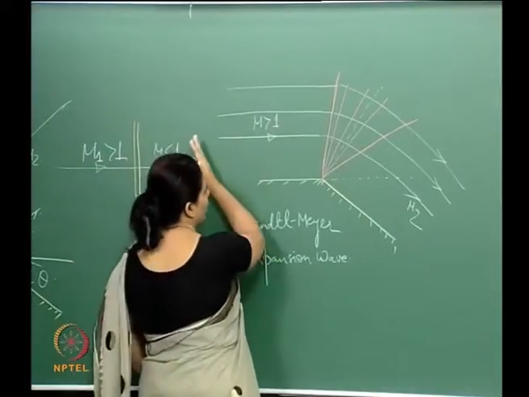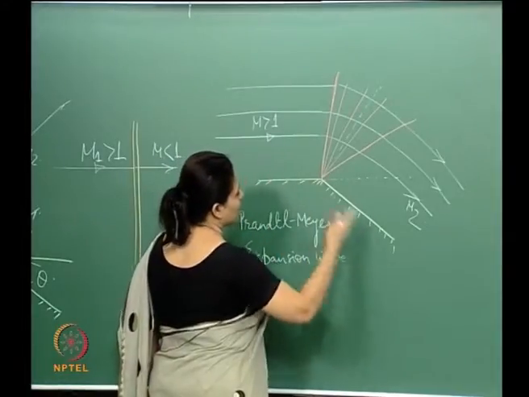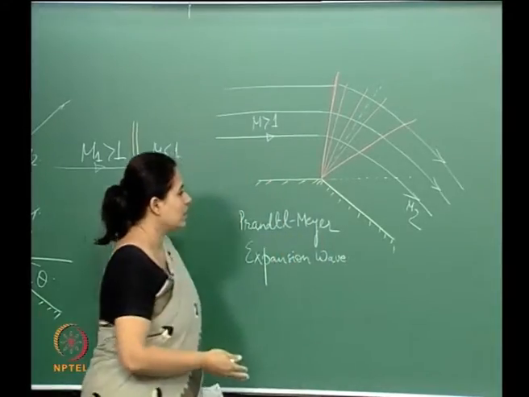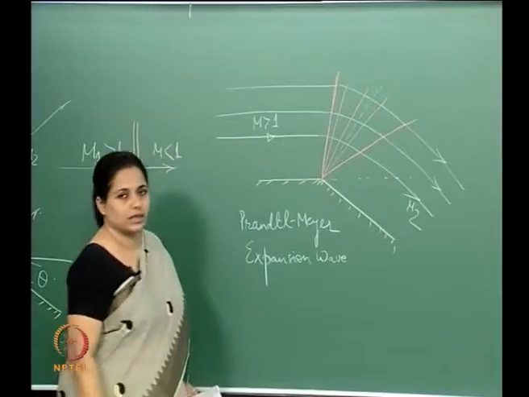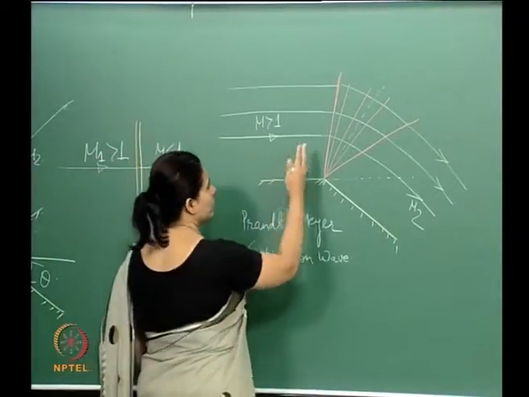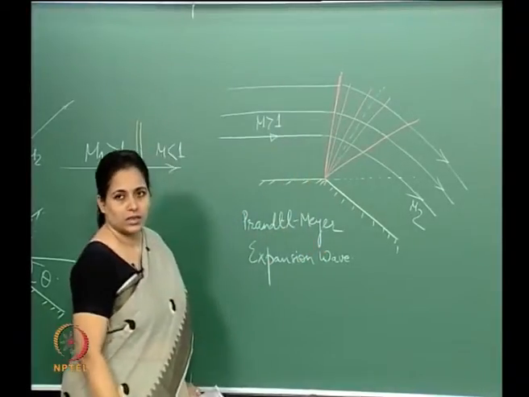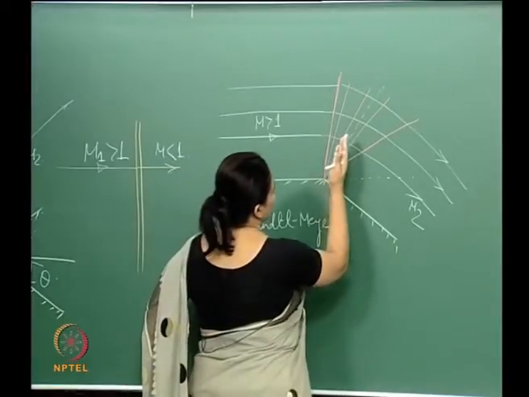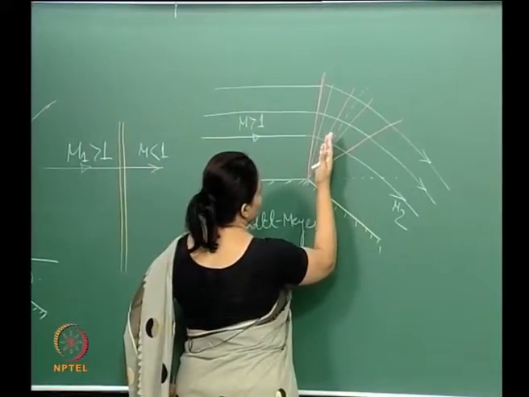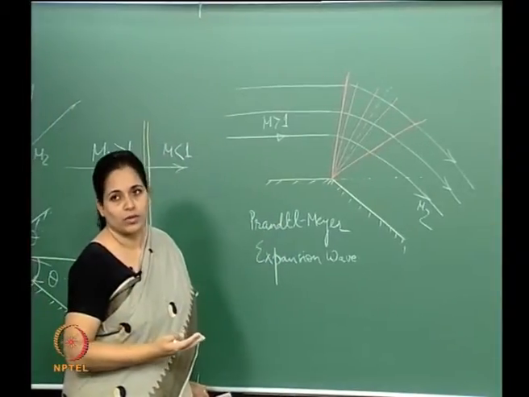So if you have a supersonic flow like that, and you make it expand through a corner like this, it will do so over a region of disturbances which will look like this, like we discussed yesterday. These are lines which are basically for different Mach waves.